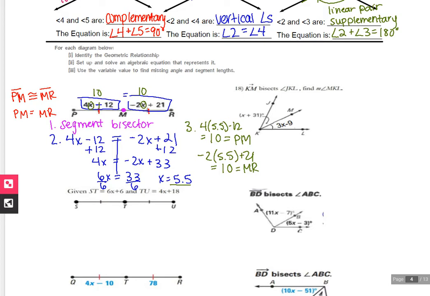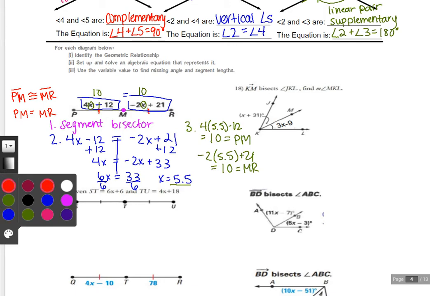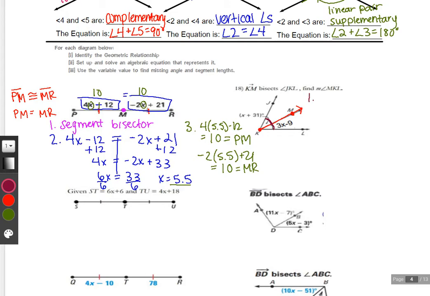So the next one over here says ray KN bisects angle JKL. So we're talking about ray KN bisects angle JKL, which means that we have congruent angles here. So anytime you have a bisector, it's splitting your angle or segment into two equal parts. So this relationship name would be an angle bisector. Okay.